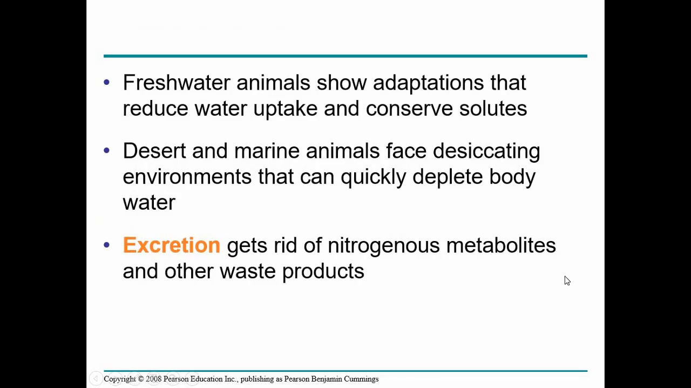Okay, that's osmoregulation. Freshwater animals have adaptations that reduce water uptake and conserve solutes. What does it mean? In a freshwater environment, the concentration of water is higher than the concentration of the animal's body solutes, which means that water tends to go into the animal's body. That's why these animals try to reduce the uptake of water, and they also try to conserve solutes so they can maintain the solutes inside the body.